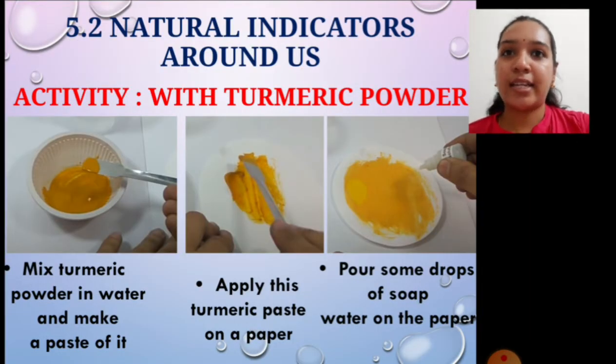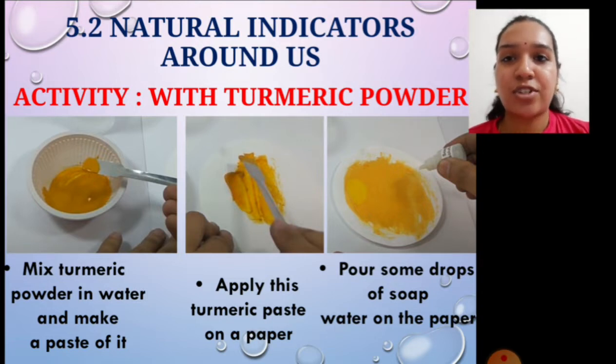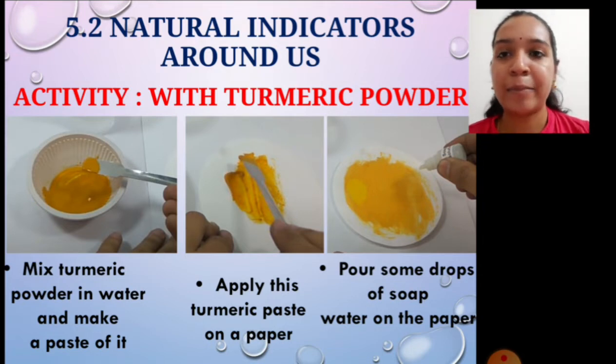So here you can see with images how to perform the activity with turmeric paste. Like we have discussed, you will make a well mixed turmeric paste using water and the turmeric powder. You will take a plain paper and apply this turmeric paste entirely on the paper. You can cut it into strips, or if it is a small paper, you can test it like that only. You will pour some drops of soap water on that paper.